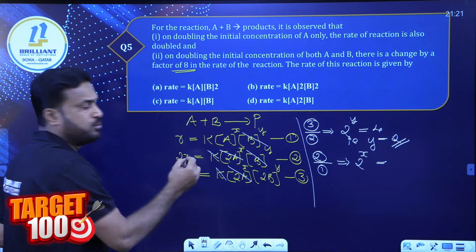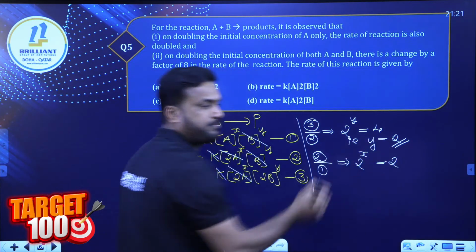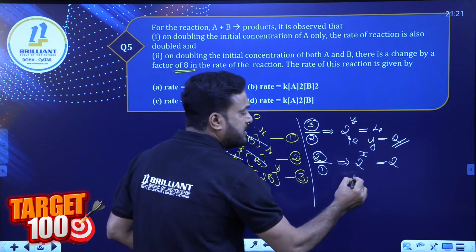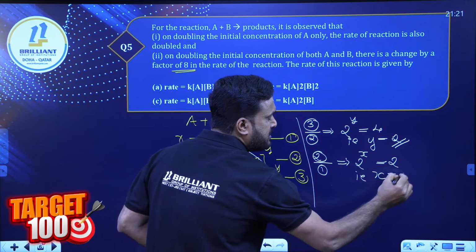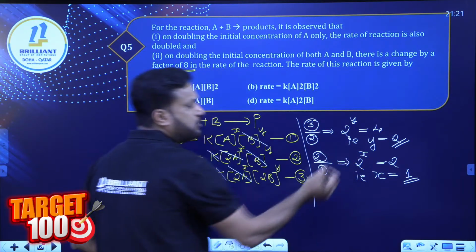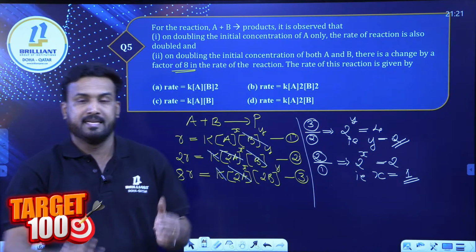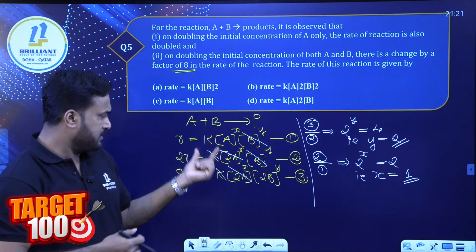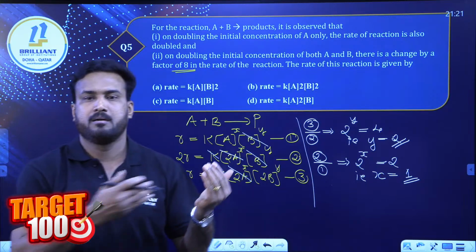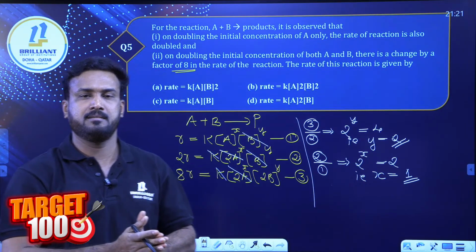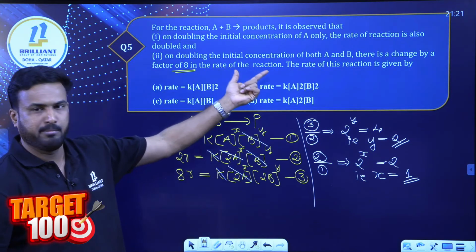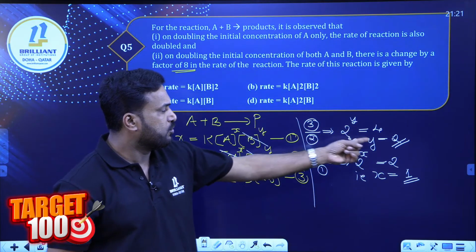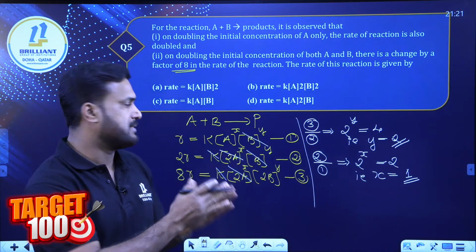What will you be getting? 2R divided by R, you will be getting 2. Correct. So 2 raised to X is equal to 2 means X is equal to 1. Right? 2 raised to 1 is equal to 2. Now we have the value of both X and Y. You can do this easily. This one I explained stepwise for easy understanding. You can easily write it by doubling, means you can write the power and solve this one. So now we got the value of Y as well as X.